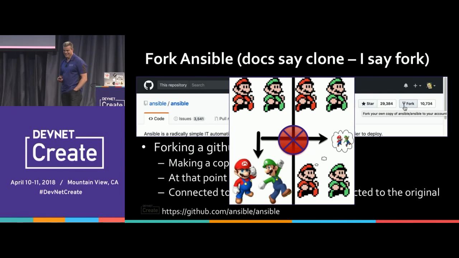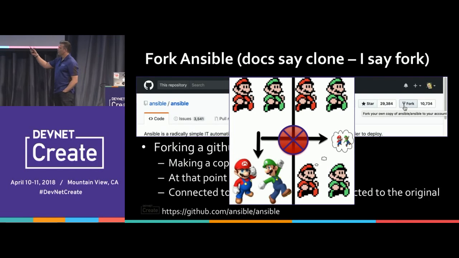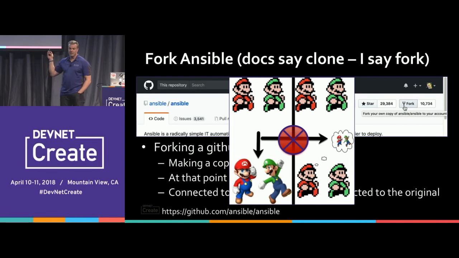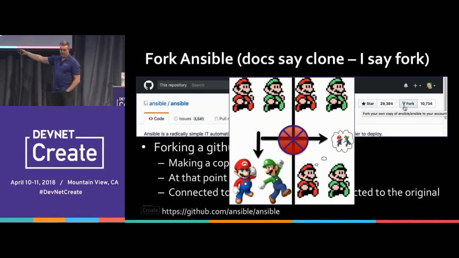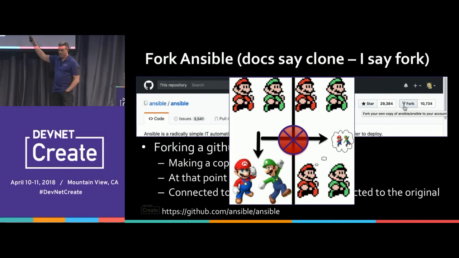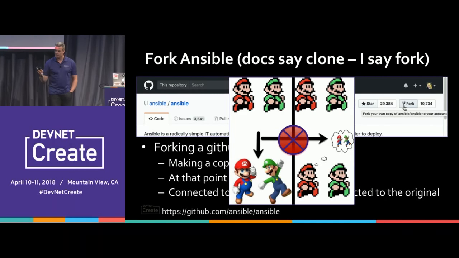Say this is the code. Mario and Luigi are Ansible, and then you fork it. Now you have a copy of Mario and Luigi Ansible in your repository. Ansible goes ahead and goes from 8-bit Mario and Luigi to 64-bit Mario and Luigi. You still have 8-bit Mario and Luigi, but you know about 64-bit Mario and Luigi. You know that something happened in that other repository, but you don't have it. You can sync your fork, and we're going to talk about it at the end.